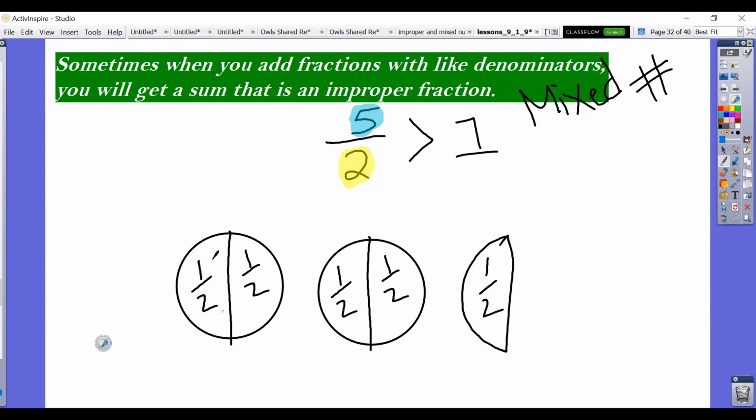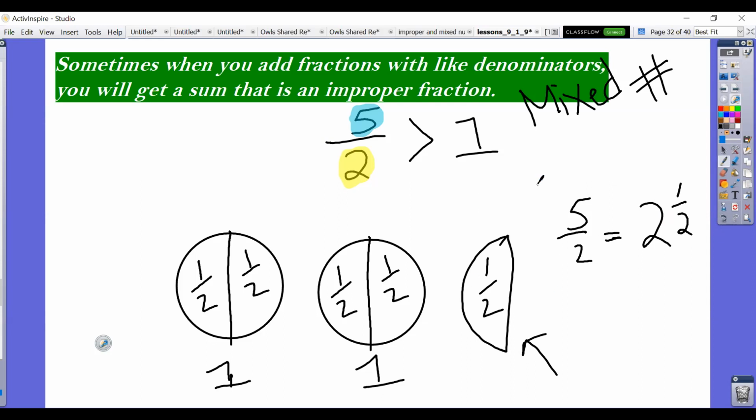Now when you look at the model, I want you to notice, well, how many wholes do I have here? Well, I have 2 halves in this first circle, and 2 halves is equivalent to 1. So this first circle really shows 1. The second circle shows another 1, right? And then I'm left over with a half. So we can say that 5/2 is equal to, how many wholes are in there? 2 wholes. And how many are left over? 1/2. So 5/2 is the same thing as 2 1/2.